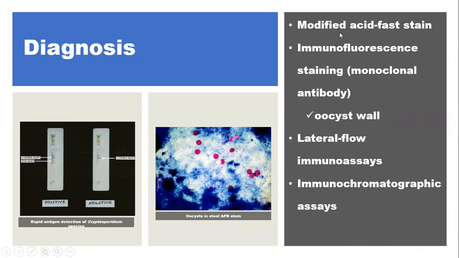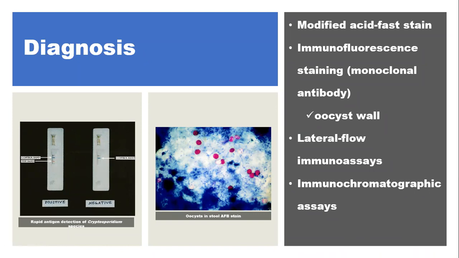So we can perform the Kinyoun staining, which is a type of modified acid fast stain. You still remember Ziehl-Neelsen staining, okay? That is an example of an acid fast staining technique. So this can be adapted to make the oocyst visible. And here you have a micrograph showing this.